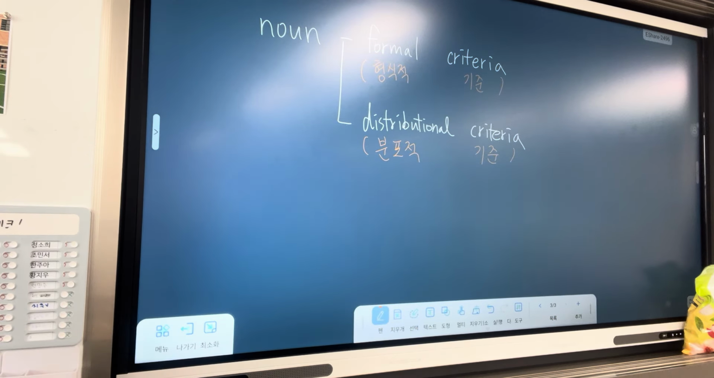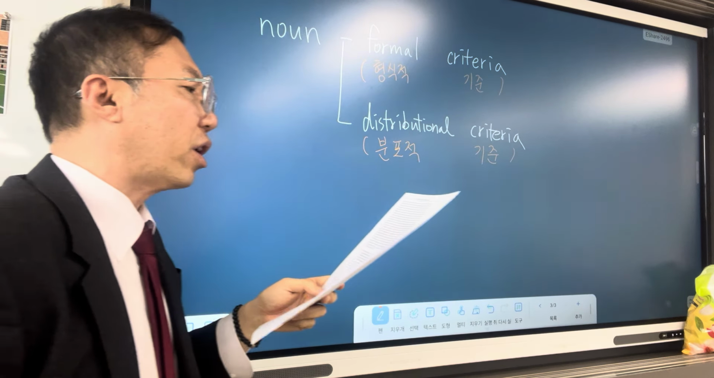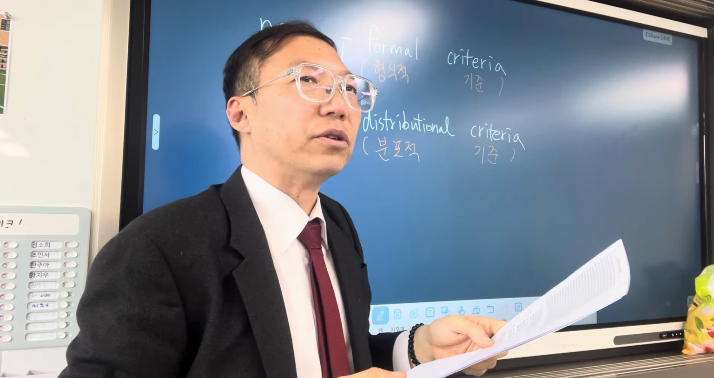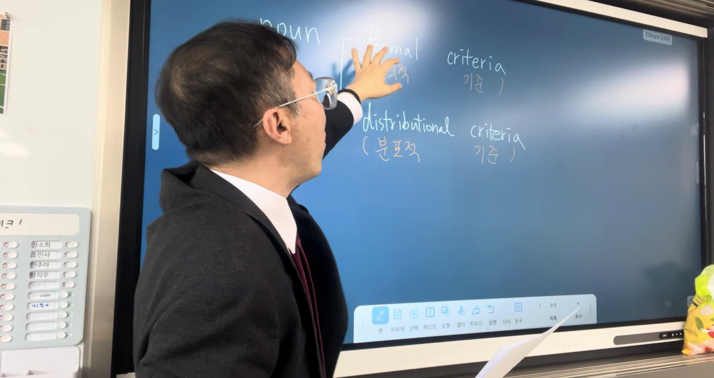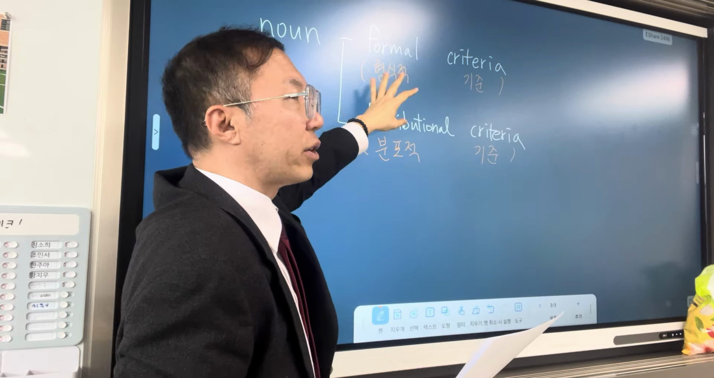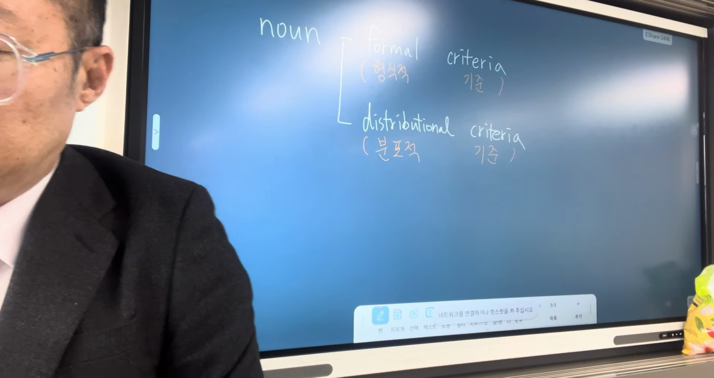Let's see how this works by discussing a few examples. So by taking a look at examples, we'll talk about formal and distributional criteria of noun classes. And next person, please.